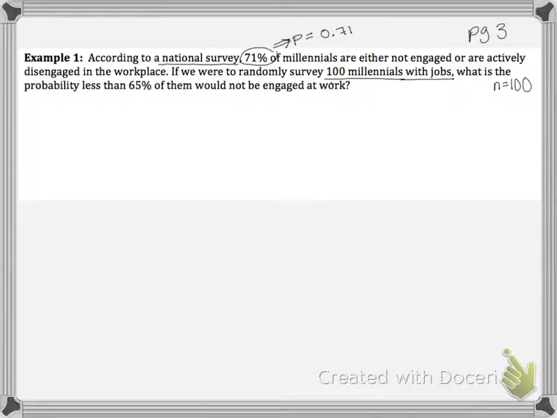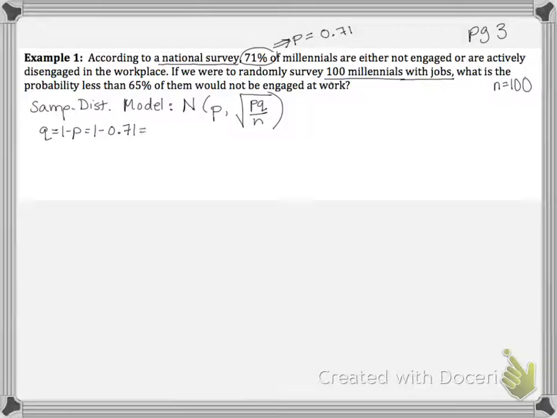First, we want to find our normal model, or our sampling distribution model. That comes first. So remind yourself from the notes that that looks something like this. P and then PQ all over N, all underneath the square root, is our standard deviation. So we already know what the mean is. The mean here is 0.71. So before we go ahead and calculate the new standard deviation, let's figure out what Q is. Q is 1 minus P, or 1 minus 0.71. So that means that this is 0.29.